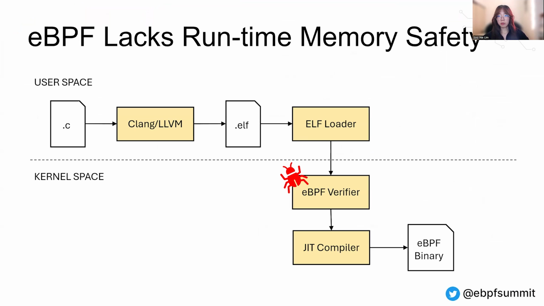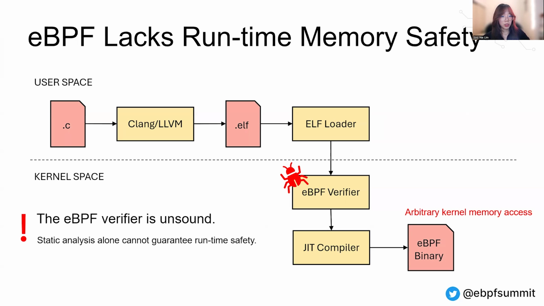eBPF lacks runtime memory safety. The implementation bugs in the eBPF verifier allow attackers to load malicious eBPF programs into the kernel. This allows attackers to gain arbitrary kernel memory access, such as overwriting kernel data and leaking kernel memory to the user space. Because the eBPF verifier is unsound, relying on static analysis alone is insufficient to guarantee runtime memory safety.